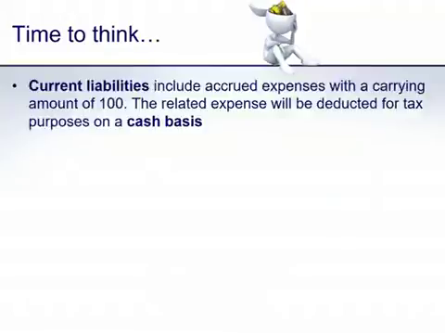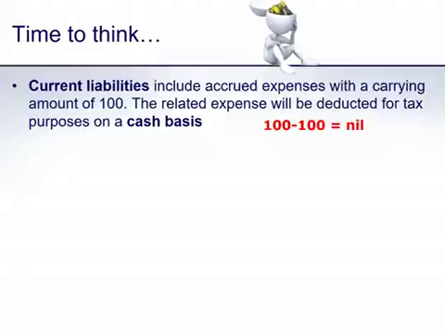In our first example, we have current liabilities which include accrued expenses with a carrying amount of 100. The related expense will be deducted for tax purposes on a cash basis. For ease of reference, the tax base of a liability is the carrying amount less the amount of future deductions. In this scenario, the carrying amount is 100. We will get deductions when we settle the liability. Therefore, the carrying amount of 100 less the future deductions of 100 gives us a tax base of 0.